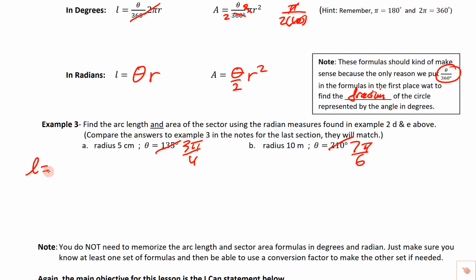Length is going to be theta, 3 pi fourths, times the radius, 5 centimeters. I'm going to change colors. The area is 3 pi fourths divided by 2 times the radius squared. Kind of a story problem, right? Grab your calculator, type this into your calculator. Do 3 times pi times 5 divided by 4.